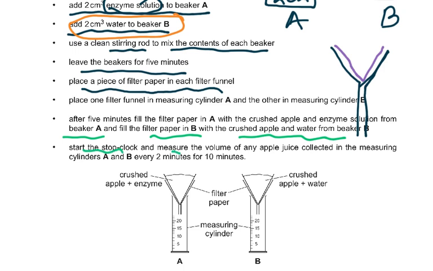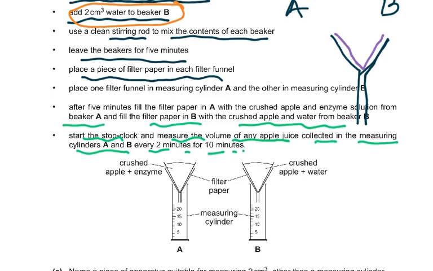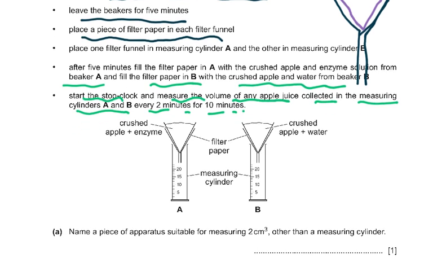Start the stop clock and measure the volume of any apple juice collected in the measuring cylinders A and B every 2 minutes for 10 minutes. Now, whenever you're reading this question, imagine that you're doing this in the lab. And this will help you to then do this paper much better.